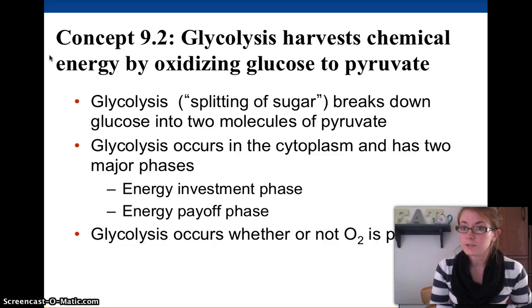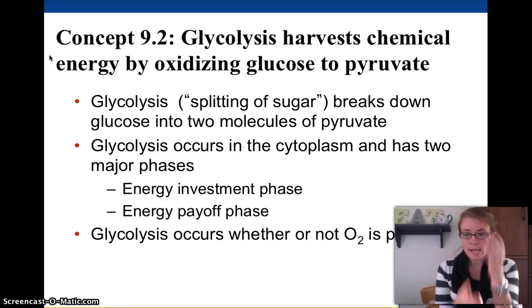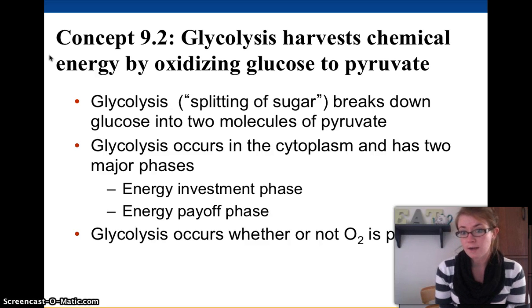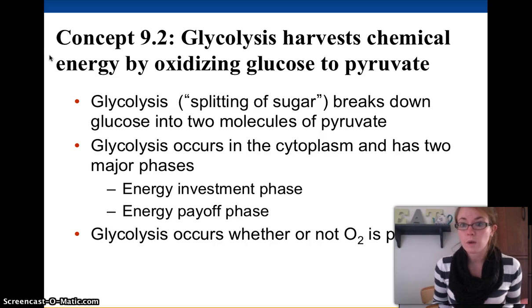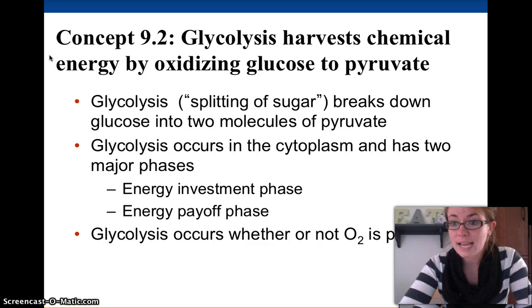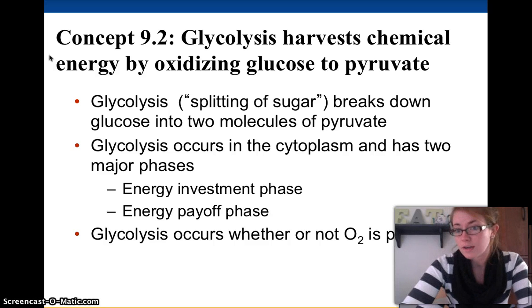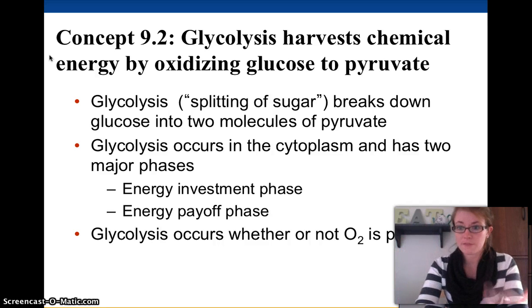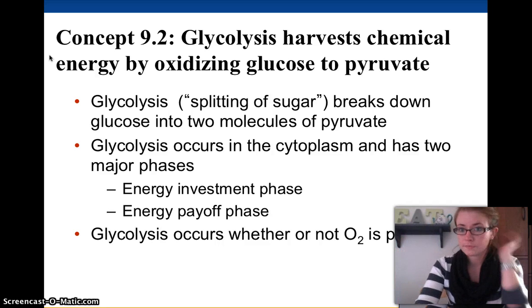And there are 2 major phases. It's not just like we split glucose in half and get energy. We have to put in some energy to get any energy out. So there's the energy investment phase where we actually put in ATP. But then there's the energy payoff phase where we get more energy out than we put in. So we're coming out with more energy at the end. And glycolysis is anaerobic, which means that it happens whether or not oxygen is present. All living things perform glycolysis if they use glucose as a source of fuel.